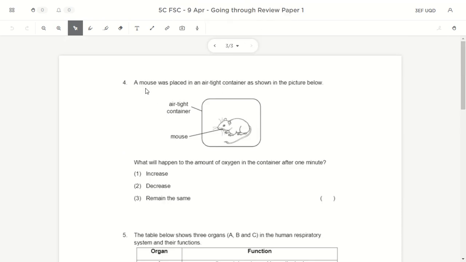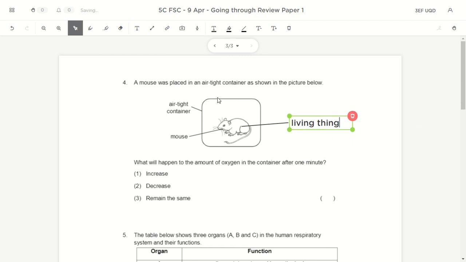Okay, this mouse is a living thing. Okay, let's link it out. Let's write there, living thing. Okay, mouse is a living thing.